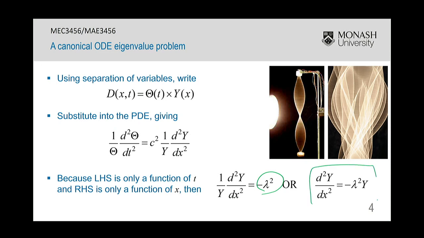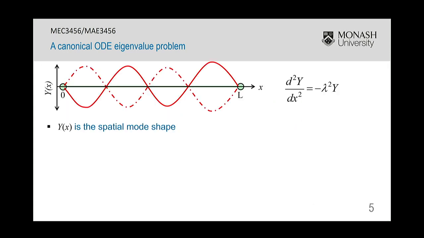Or we can write d squared y dx squared is equal to negative lambda squared y, and that's an equation that looks more familiar. So y of x here represents the spatial mode shape. It doesn't say anything about how this string is operating or vibrating in time. That comes with the theta solution that we're not going to consider here.